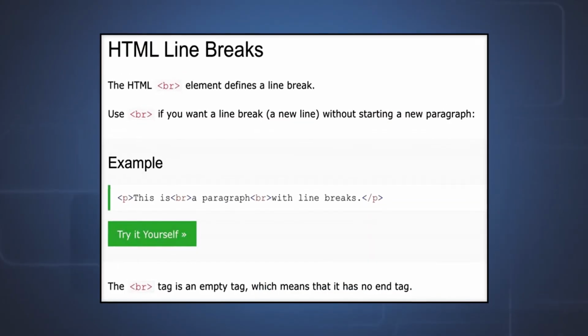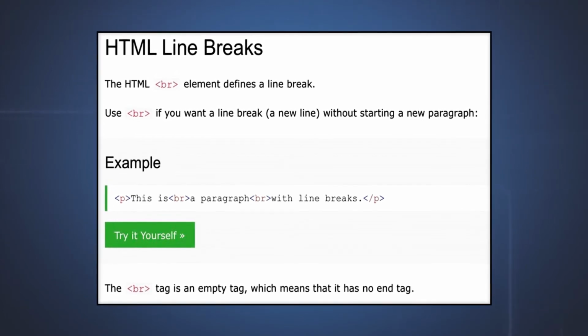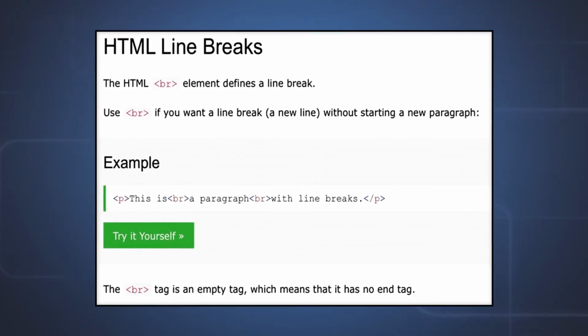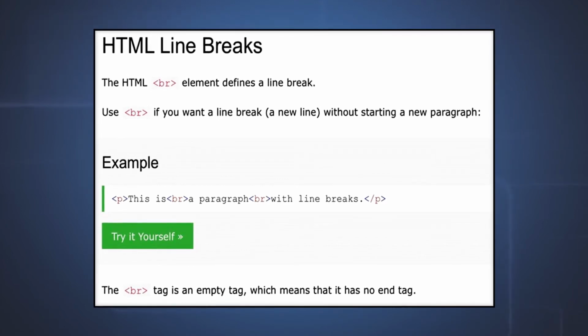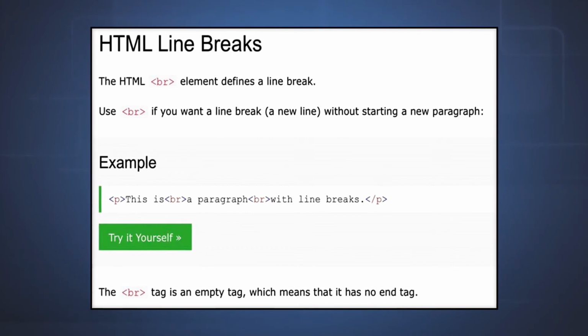Then we have line breaks. Line breaks are very important. They enable you to start on a fresh line. So a line break can be indicated with the BR tag. So if you want a line break, then you can use the BR tag.